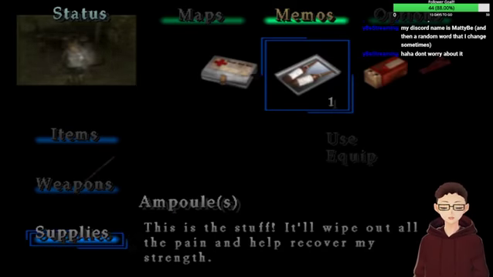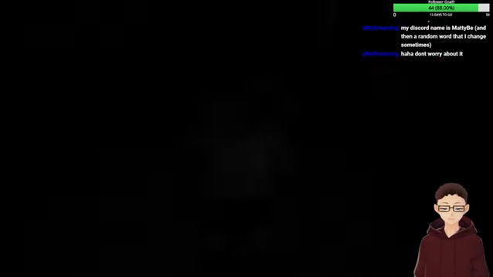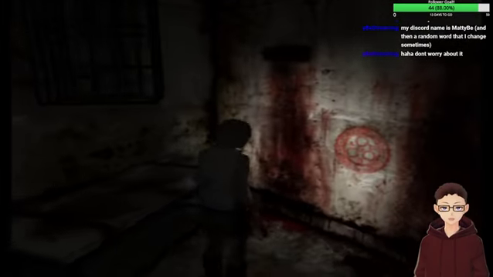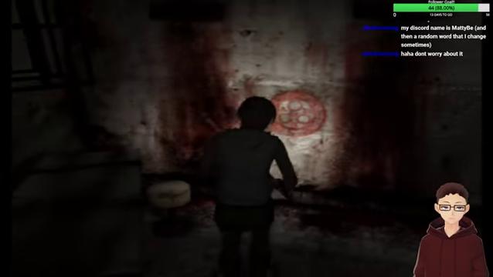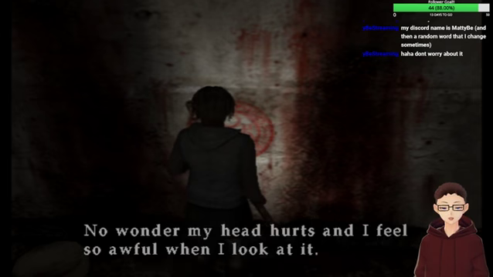So that should be another inspiring message, kind of. Even someone in as much of a mess as me can do okay with math and physics. So you guys can do it too, I trust. This pattern looks like it could have been drawn in blood. I bet it's some sort of cursed symbol. Yeah, it's also the save point. No wonder my head hurts, and I feel so awful when I look at it.